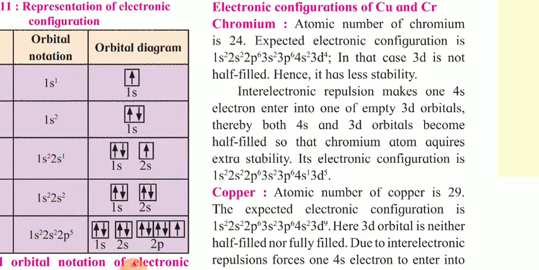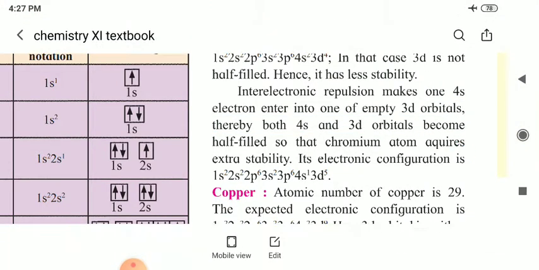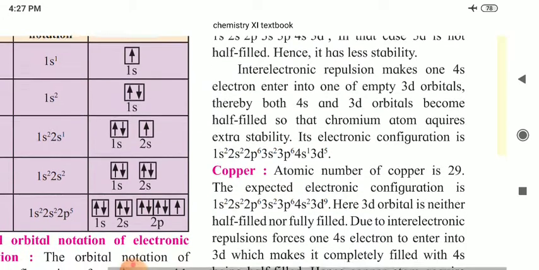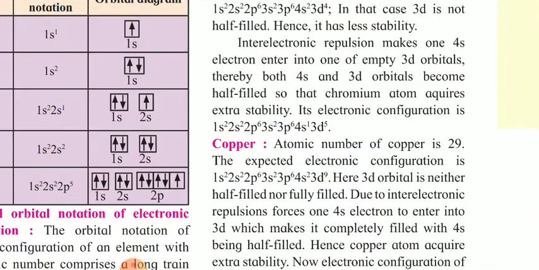But here 3d is not half filled, hence to acquire higher stability, an electron now enters from 4s into the 3d, because a half filled orbital is more stable and a completely filled orbital is also more stable. Therefore, due to both these reasons, chromium and copper show a different electronic configuration than the expected one.